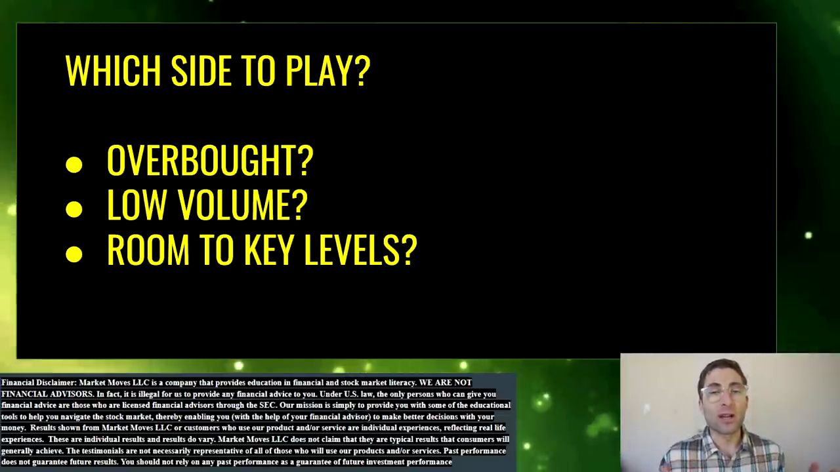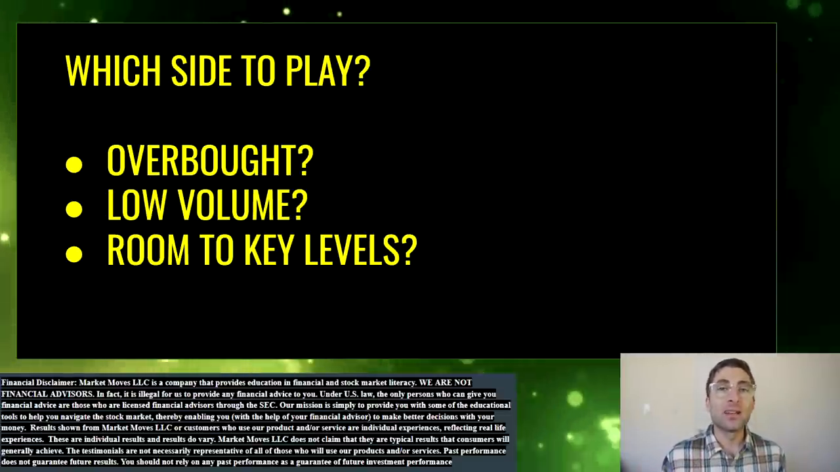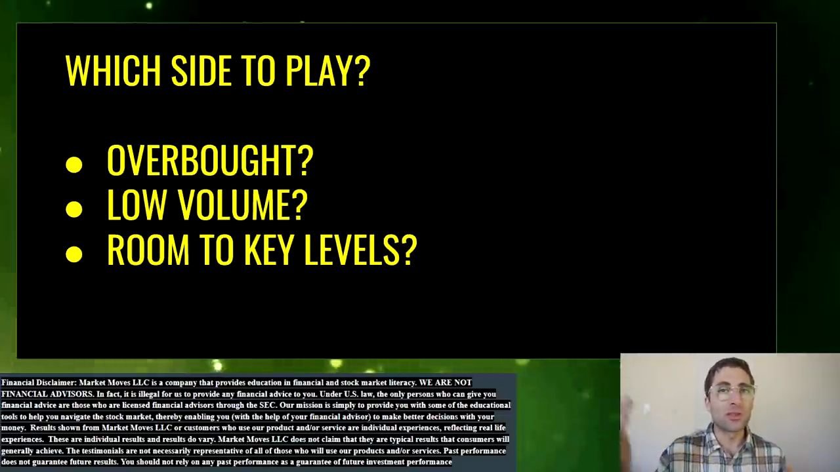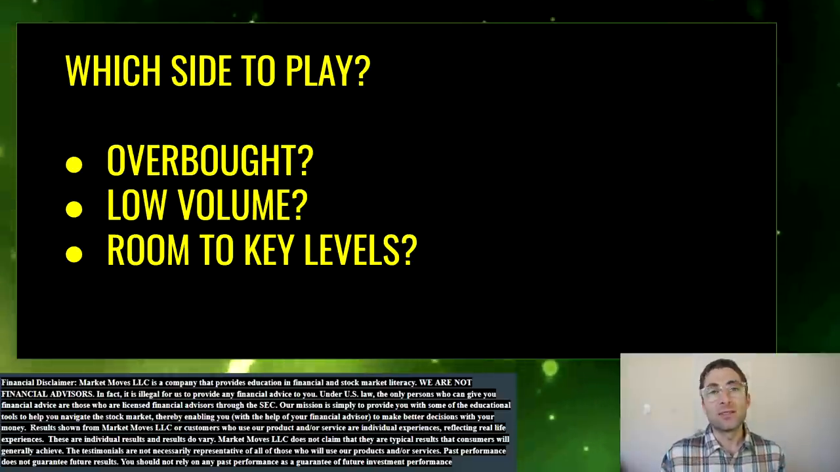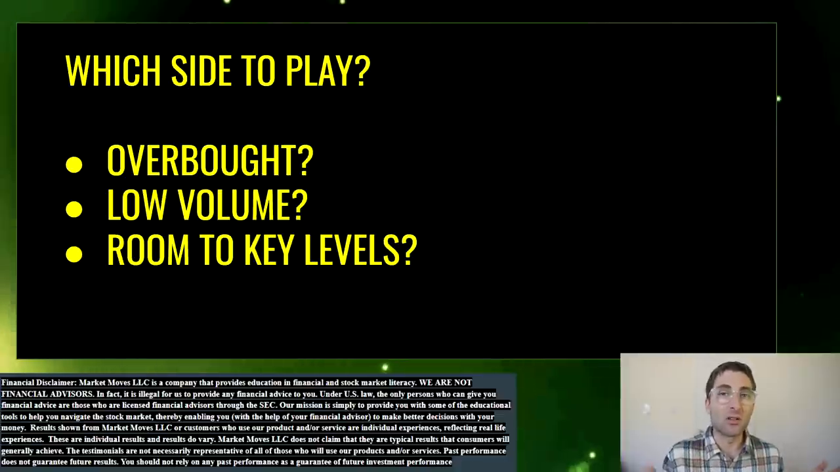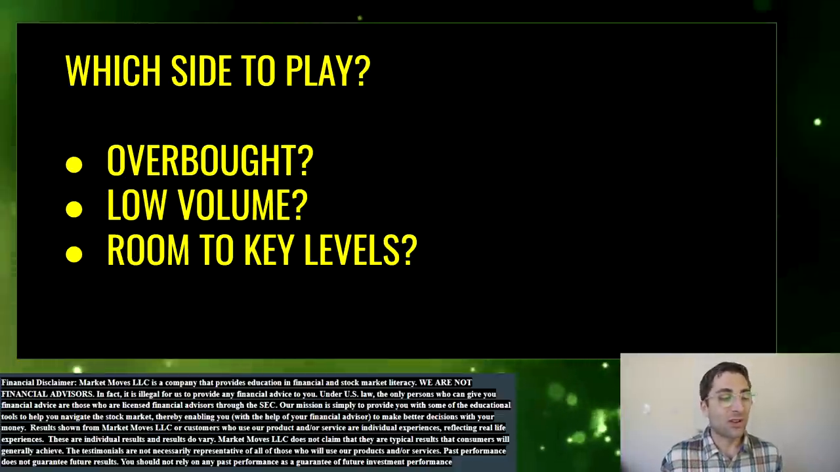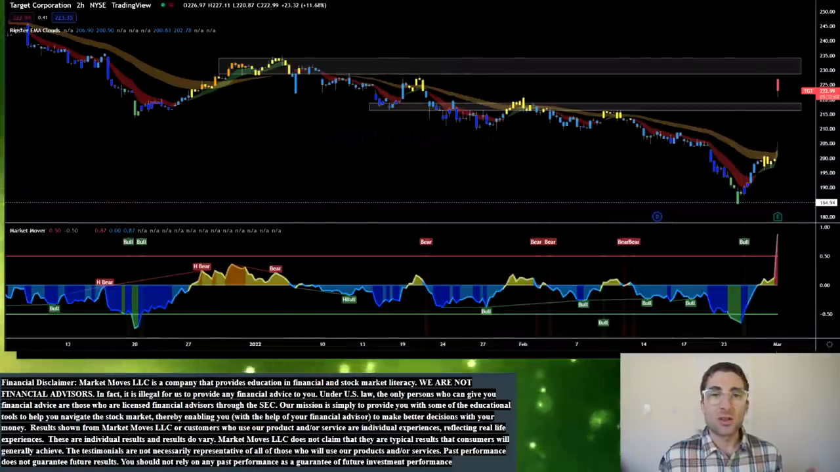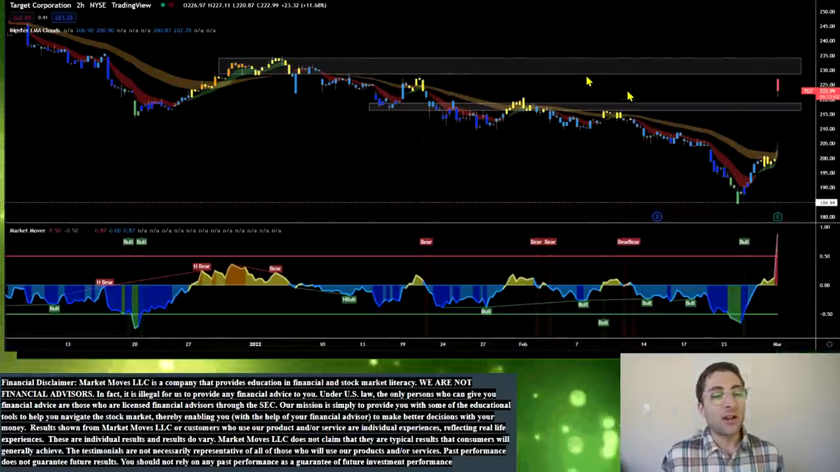So we need room to run. I always look at my setups, I say, can I make 100%? Do I have room to run to make 150%? And if I do, I'll look to take the play. If I don't, I won't. And the room to run is very key. Lastly, let's go through the option scenario. We do see target here.